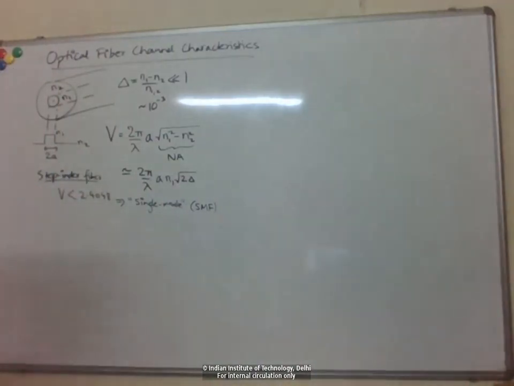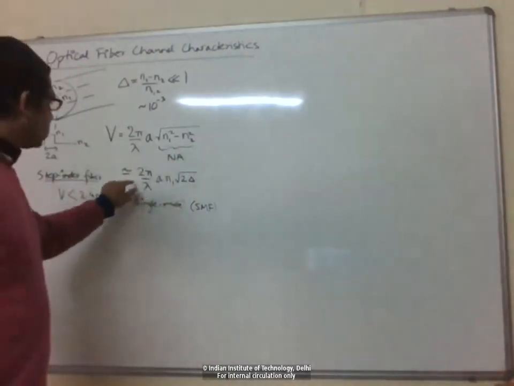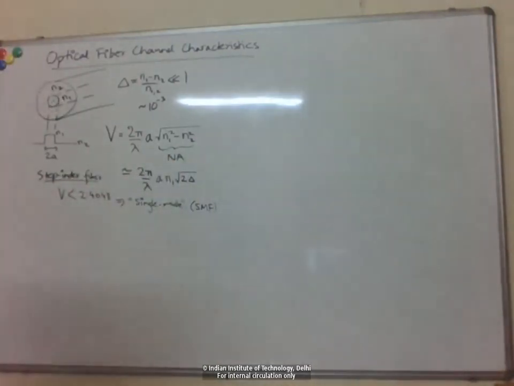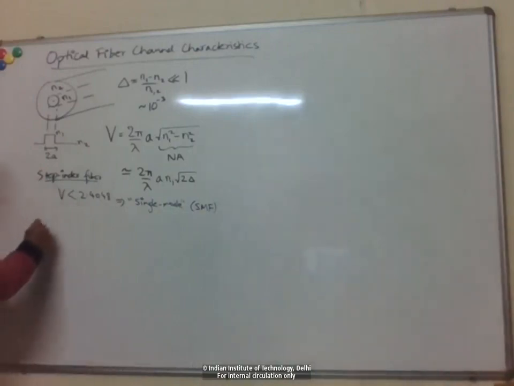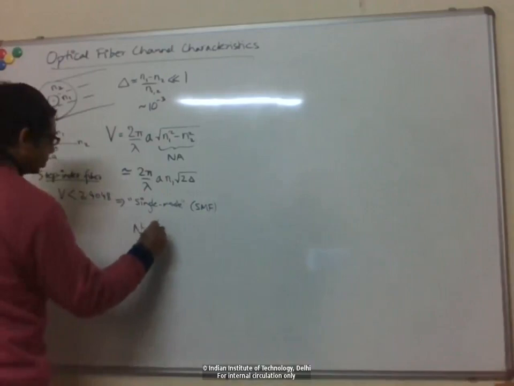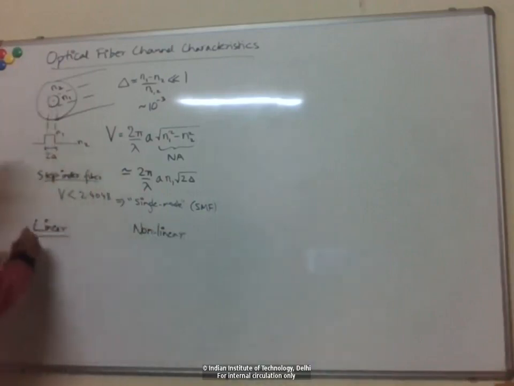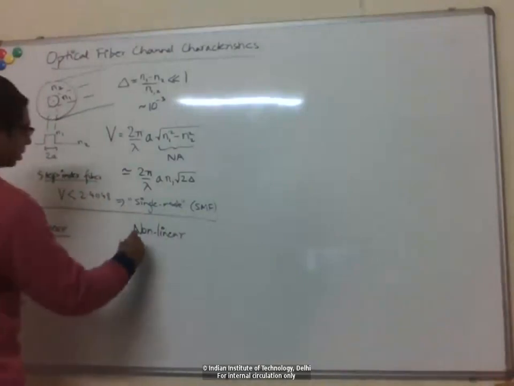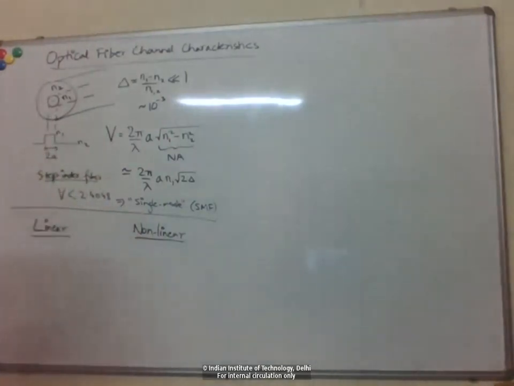Right? So last time we discussed that the telecommunication wavelengths are typically 1.25 to 1.65 micron. Typically the fiber is designed such that for that range of wavelengths, we are in the single mode range. Okay, so the channel characteristics can be divided, or classified, into two different classes. One is linear characteristics, as opposed to non-linear characteristics.